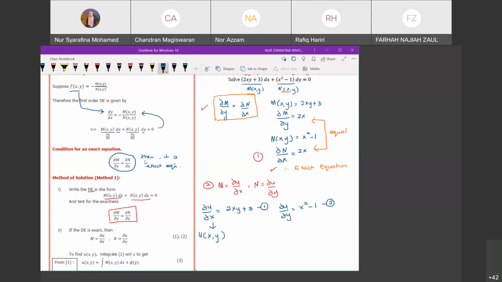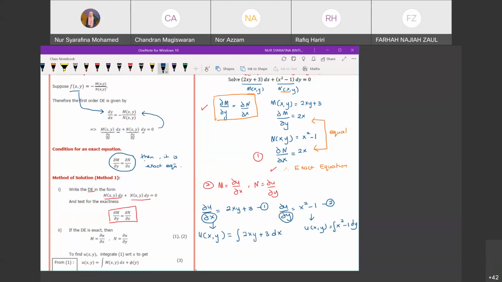Integration. You integrate with respect to what? With respect to x. If you choose the second equation, it means that you have to integrate with respect to y because of del y. But for method number 1, you need to choose either one, the first equation or the second equation, depending on the simplicity of the function.